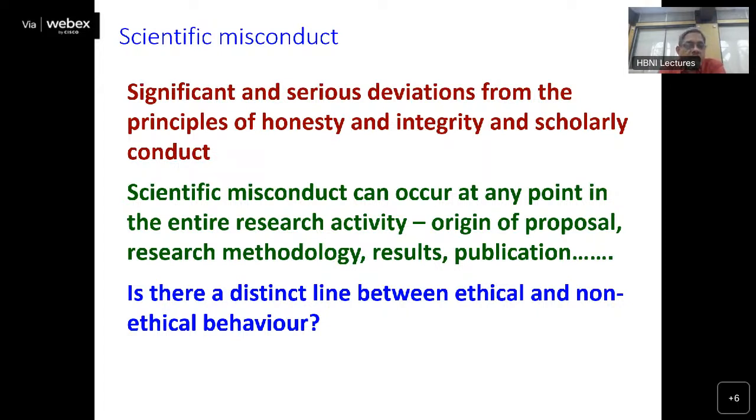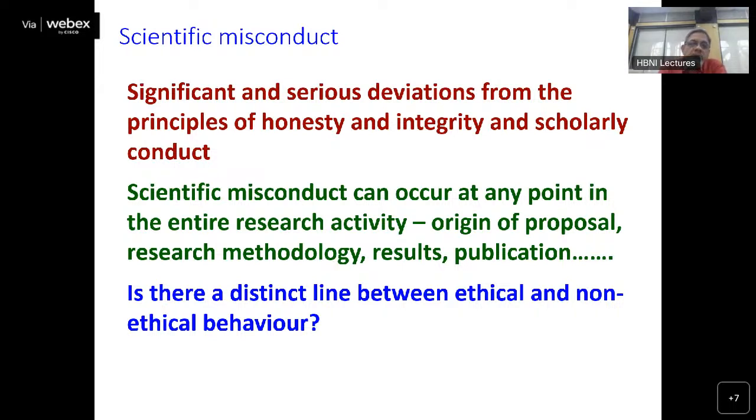That means right from the start, formulating a research proposal, then the research methodology involved in executing this research proposal, then the analysis of the results of the research, and then finally the publication of the results. This misconduct can occur at any of these points, right from beginning to end. So there is no such thing that scientific misconduct can occur only at the beginning, or at the end, or in the middle. It can occur at any given point in the entire chain of the research activity.